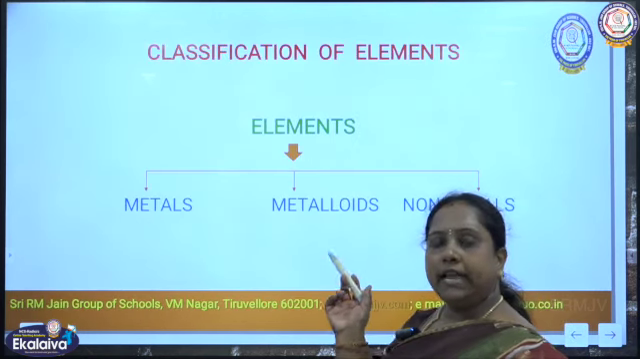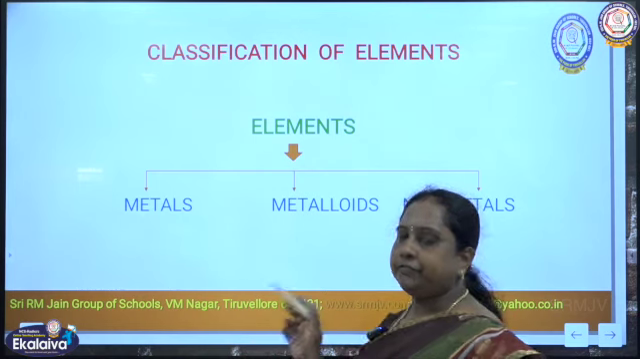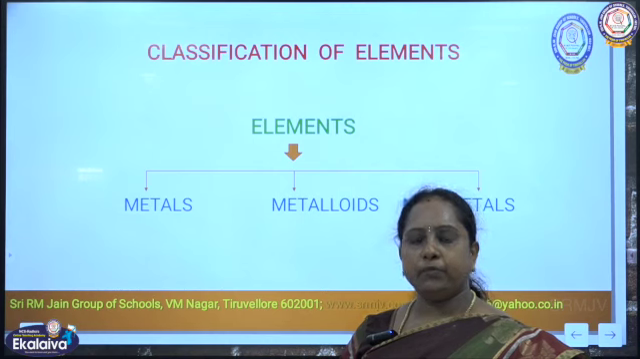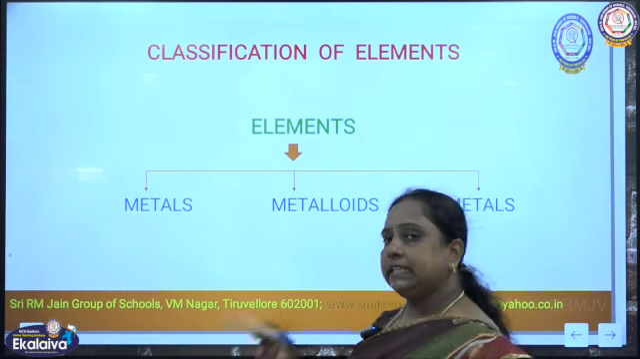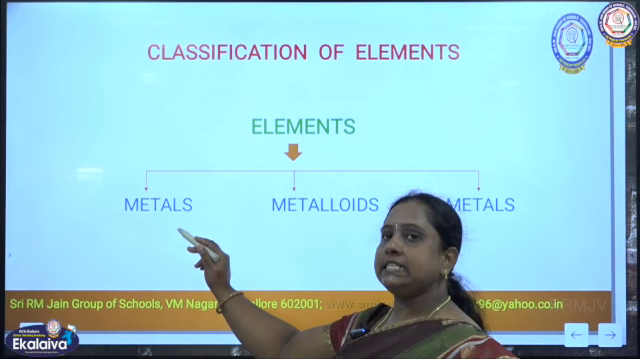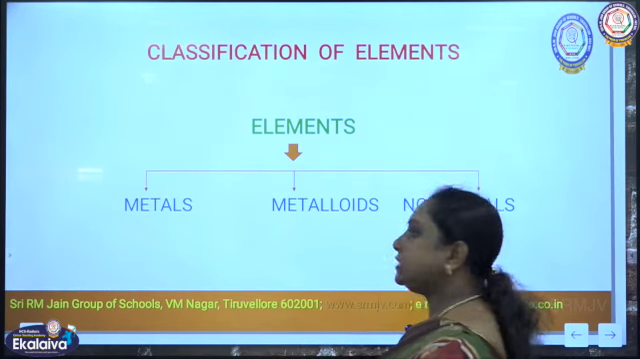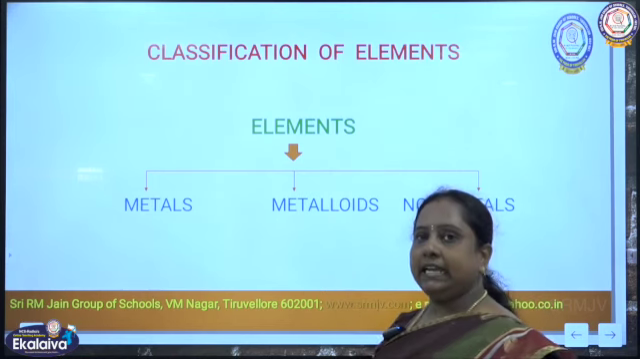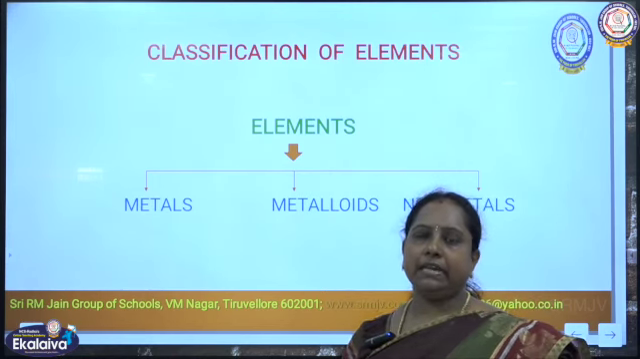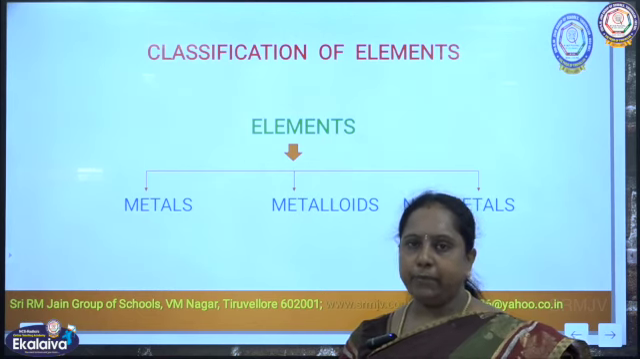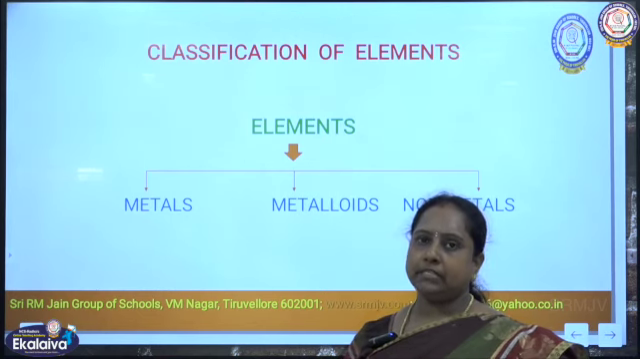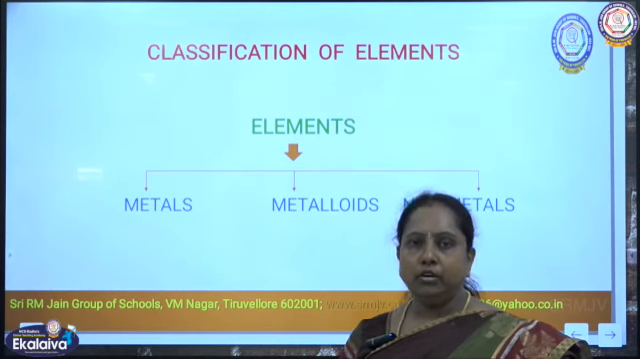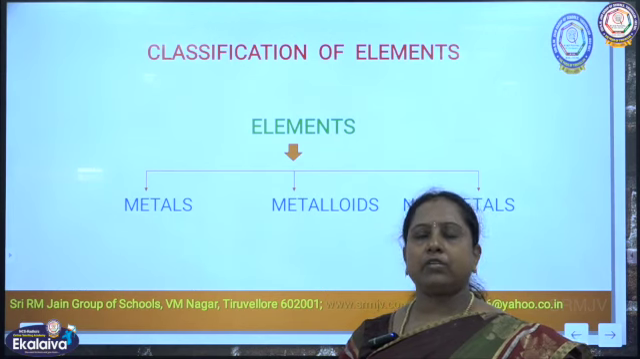The elements can be classified into three different types. Normally there are 118 well known elements. Among those 118 elements, we have the categories of metals, metalloids and non-metals. When we categorize these elements, on what basis can they be categorized? Based on the physical properties and chemical properties, and also the tendency of these elements, whether they donate electrons or gain electrons. Okay?